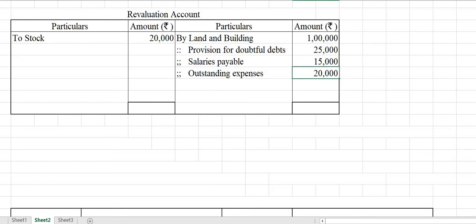Is it clear? Then next, provision for workmen's compensation claim for rupees 30,000. Its treatment we have studied in the last class. You can refer to that video once again if you have any doubt. So workmen's compensation reserve of 70,000 we had. Now our liability is 30,000. So how much is the difference?